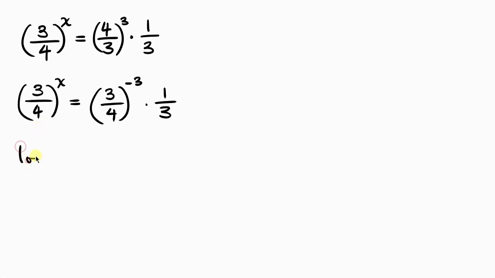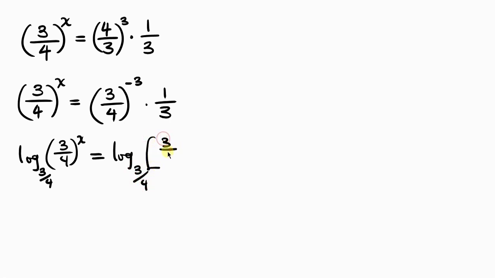So I'll take the log base 3 over 4 of the left hand side, which is 3 over 4 all to the x, equal to, on the right, I'll take the log base 3 over 4 of 3 over 4 raised to the negative 3 times 1 all over 3.